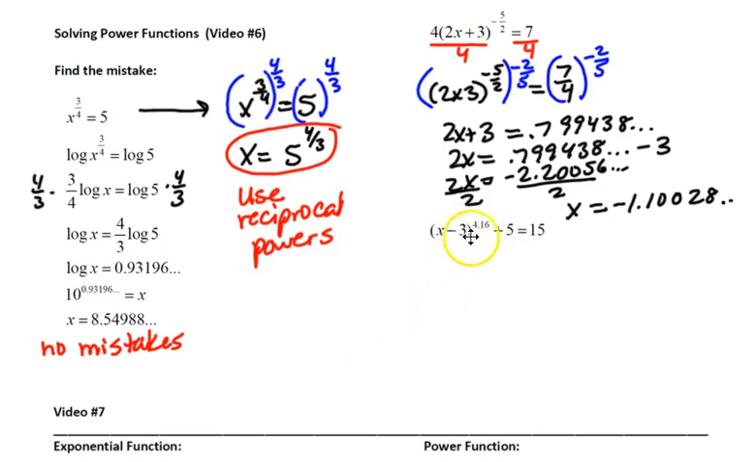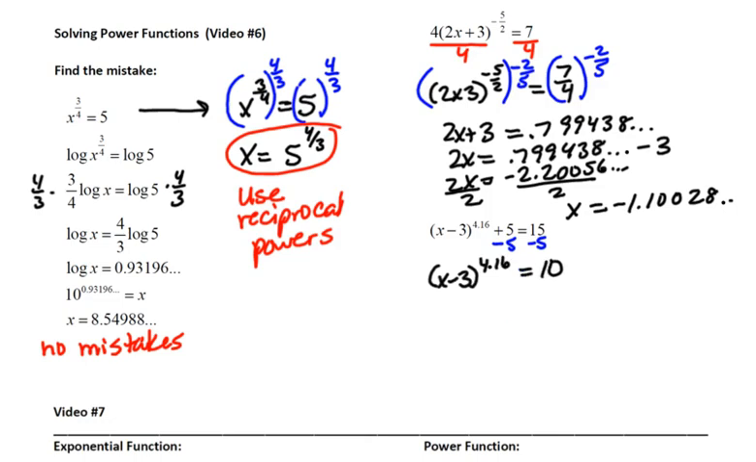Once again, I want to isolate the base with its exponent. I have this plus 5 that's outside of the power function part. So the first thing I'm going to do is subtract 5, and I would end up with x minus 3 to the 4.16 equals 10.